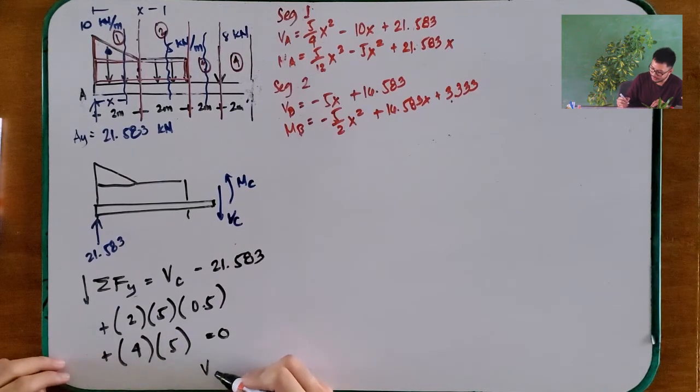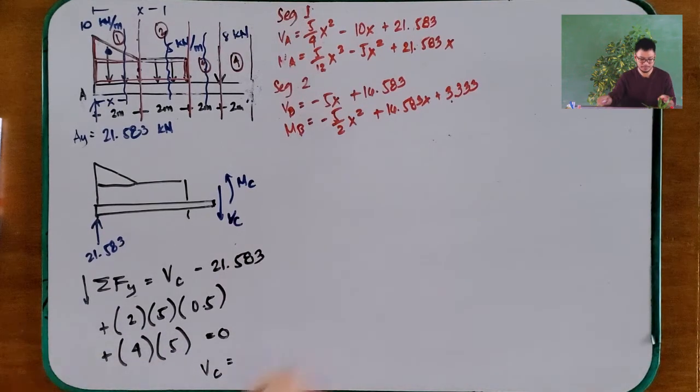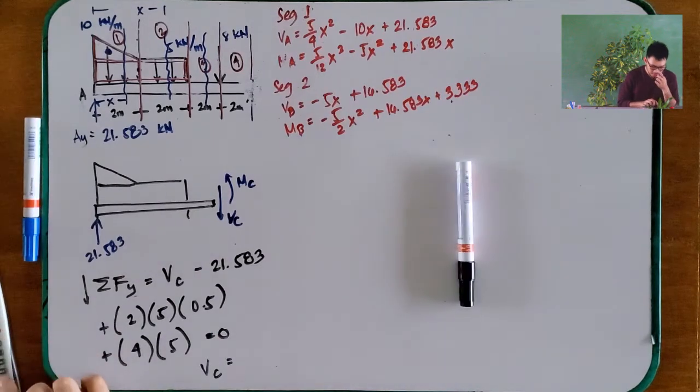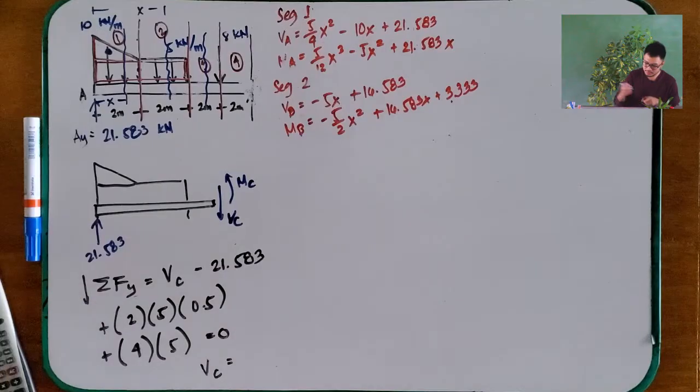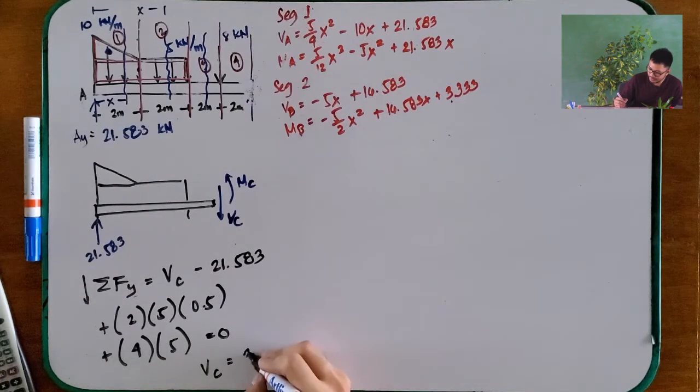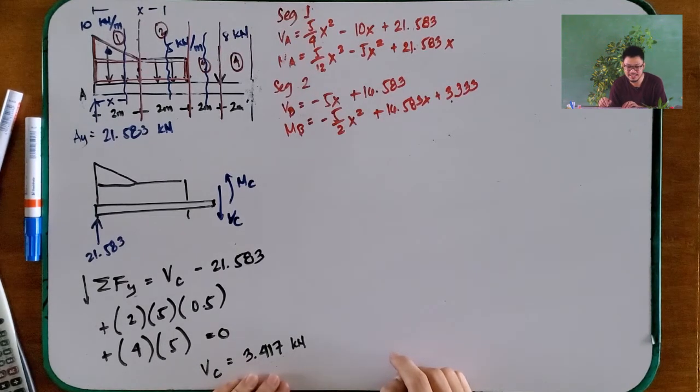So, therefore, your VC is 3.417. As you can see, this VC is constant because we have no loading there. If we had loading there, then we would have the variable x. So we have our VC as 3.417, and this is a constant value. So, it's a straight line. No problem. Okay, next.